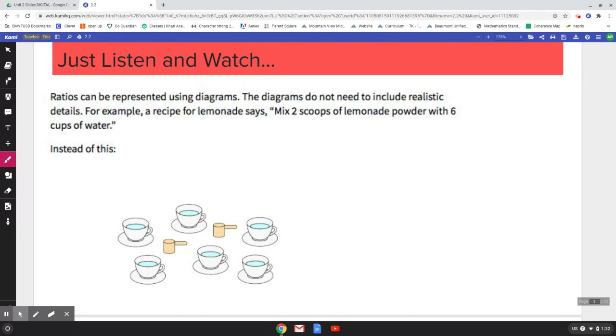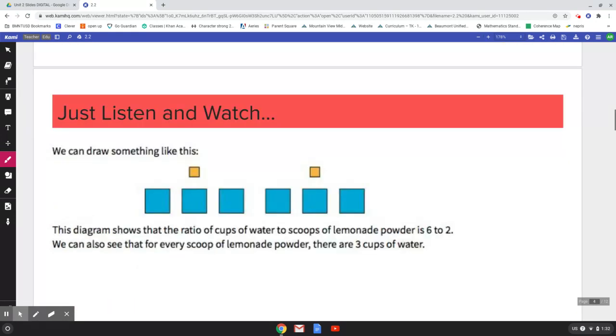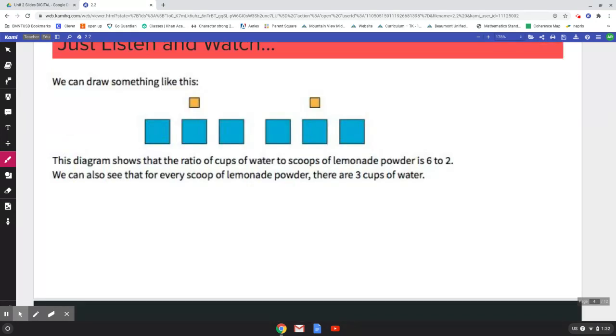Ratios can be represented using a diagram. The diagrams do not need to include realistic details. For example, a recipe for lemonade says, mix 2 scoops of lemonade powder with 6 cups of water. So now there would be a realistic image of what that sentence would look like. Well, in math class, we can draw something like what you see here. So you do not need to draw whatever they are saying. You can use circles and squares and easy shapes just to make our life a little bit easier.